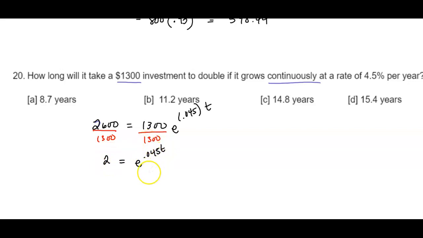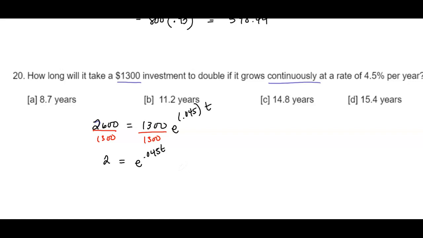Well, it's 2 because we're doubling the money. So if we wanted to do the same thing and say how long does it take to triple it, it would be 3 equals e to the RT. Basically, the money cancels when you're using words like double, triple, quadruple, etc.